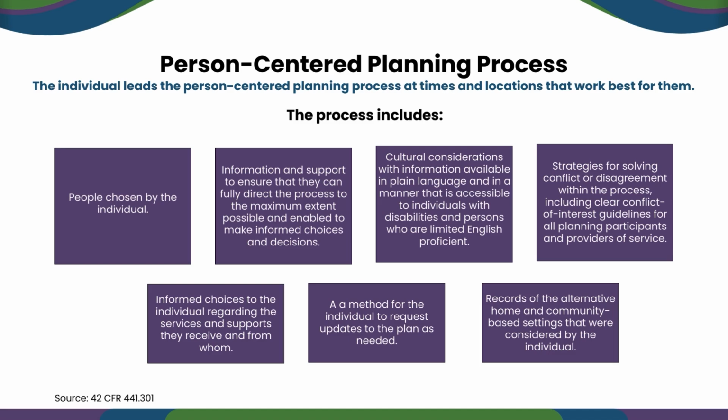Strategies for solving conflict or disagreement within the process, including clear conflict of interest guidelines for all planning participants as well as providers of services, and informed choices to the individual regarding the services and supports they receive and from whom. The process also must include a method for the individual to request updates to the plan as needed and record the alternative home and community-based settings that were considered by the individual.